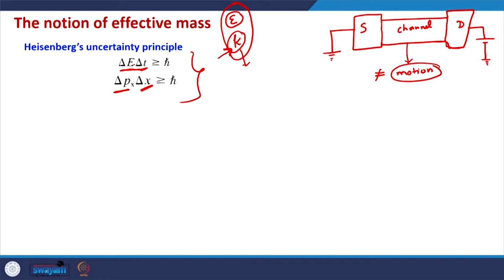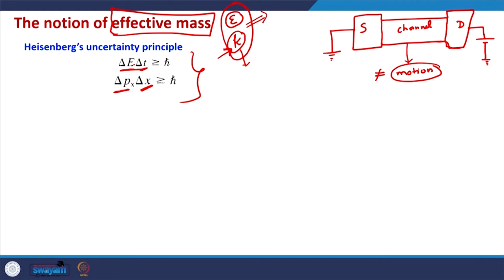Although, the discussions that we have done so far are the building block of our understanding of electrons, and in this context this notion of effective mass basically arises. So, we will see what it is.